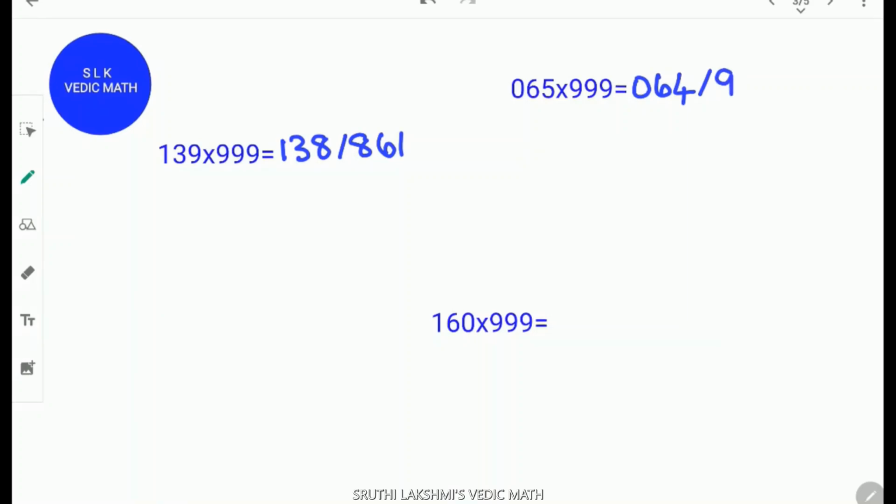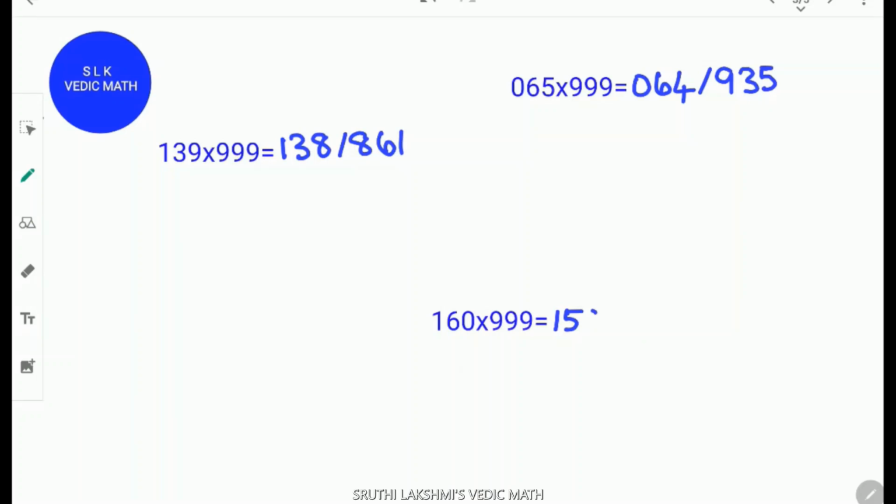6 plus what equals 9? 6 plus 3 equals 9. 4 plus what equals 9? 4 plus 5 equals 9. 65 times 999 is 64935. Let's see another example. 1 less than 160 is 159. Write down 159 and put a slash.